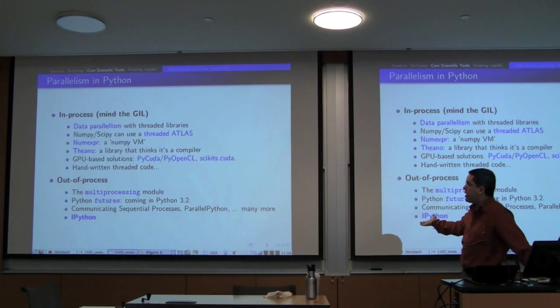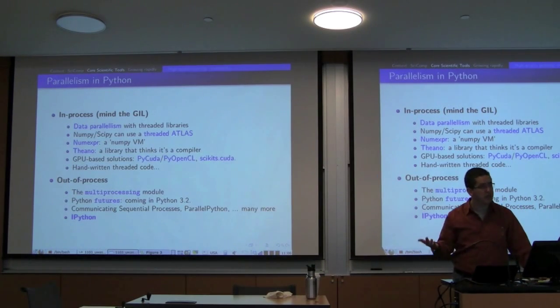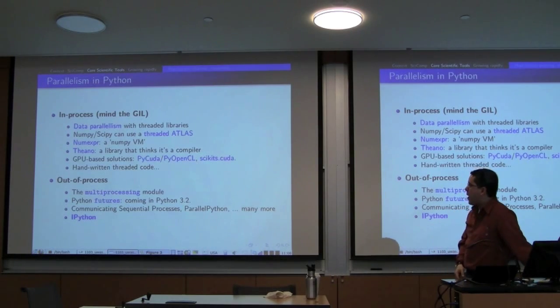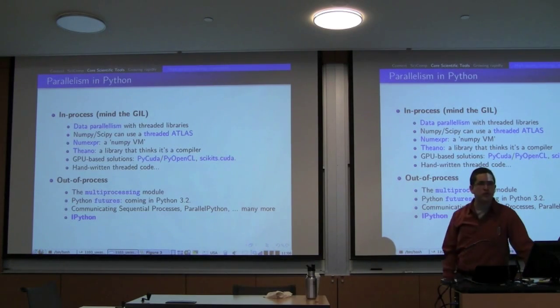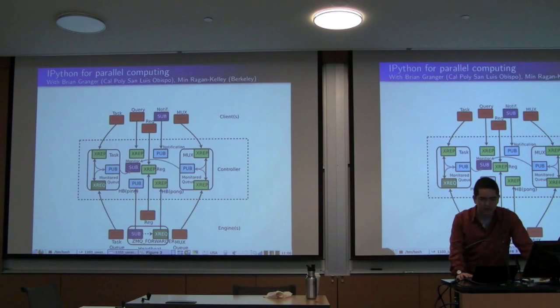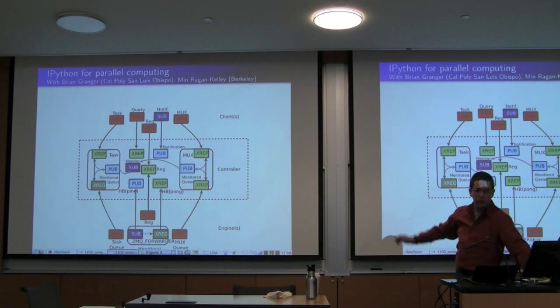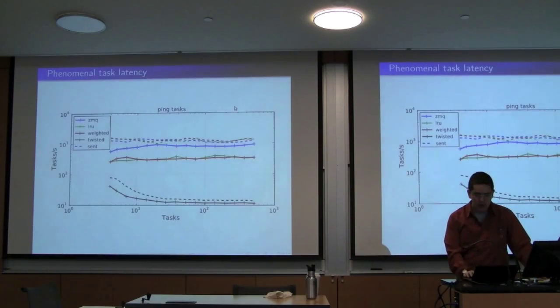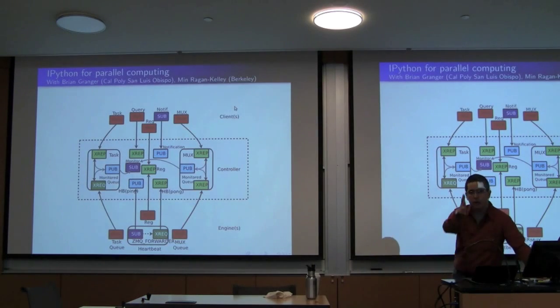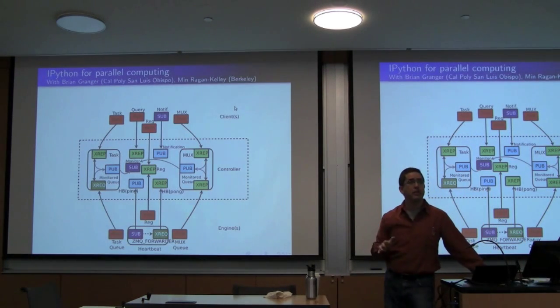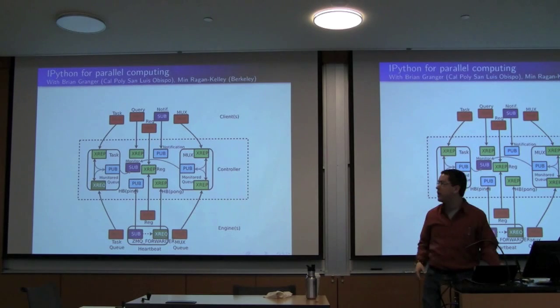If you want to work out of process, Python has had a very good solution, multiprocessing. It's pretty nice. In 3.2, there's something called Python futures. There's a bunch of other tools, and we'd like to think that with IPython, we have something to offer now as well that is actually fairly interesting. This is all work that we've been doing with Min and Brian over the years. As I mentioned before, and William alluded to it, we've had an implementation using Twisted for parallel computing.